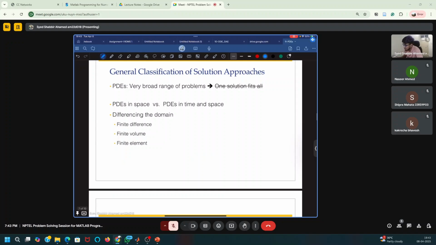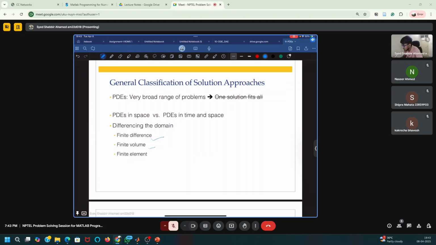PDEs can also be solved using different techniques. Finite difference we saw already in the 10th week, how we can solve boundary value problems using the finite difference scheme. There is also something called the finite volume method, which you can use mainly not in solid mechanics, but in fluid mechanics problems.